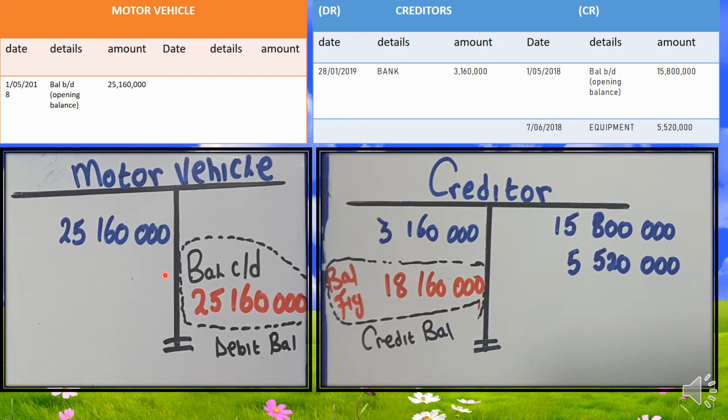So when the balance is on this side, it is usually referred to as a debit balance. When the balance is on this other side, it is usually referred to as a credit balance. We shall be able to observe very clearly within our next move.